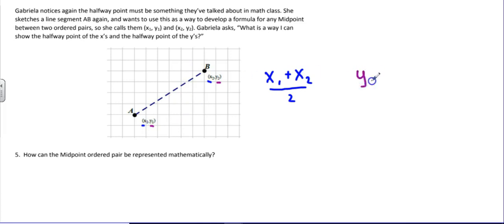So that would be y sub 1 plus y sub 2 over 2. And here is the midpoint formula. So the midpoint formula produces a point. So I'll use parentheses and the comma between them. So the midpoint produces a point where you find the middle of the x's and the middle of the y's to get your ordered pair.